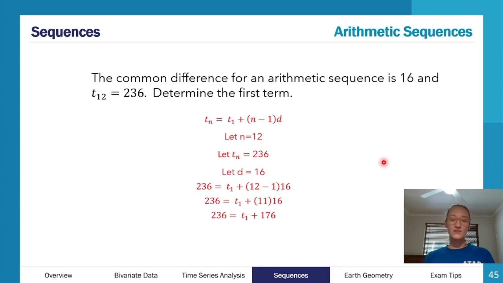And then again, what we've done here, we've simplified in the brackets and then we've multiplied there because that's following our order of operations. And then by taking 176 from each side, we can actually find our answer for T1, which is 60. And if we've done that correctly, we'll actually be able to check it, using our calculator, for example. So if I put 60 equals, and then plus 16 equals would give me term 2, equals would give me term 3. And if I kept going to get to term 12, if we've done this correctly, that'll give us 236.